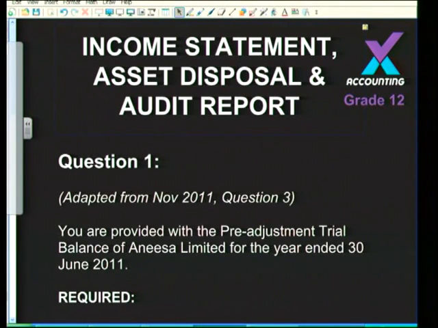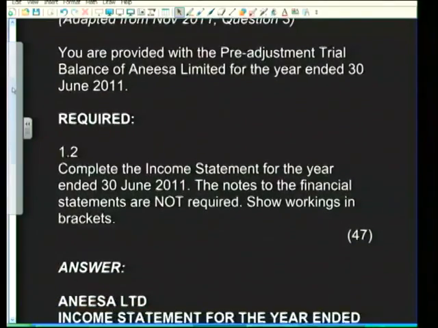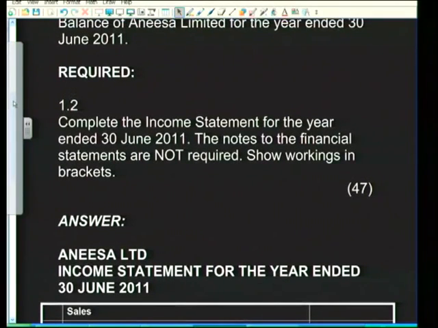Now, the next question is going to require quite a bit more work than this first question, because the next question deals with the income statement. Let's have a look at what the question asks us. You are provided with the pre-adjustment trial balance. We know that already. And the question is asking us to complete the income statement for the year ended 30th of June 2011. But we don't need to do everything that we normally do in class exercises, because it says that the notes to the financial statements are not required. So we're only going to do the income statement.